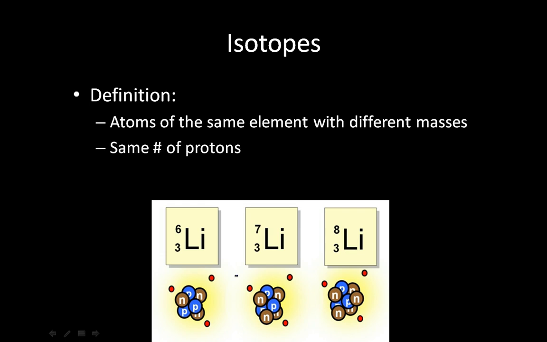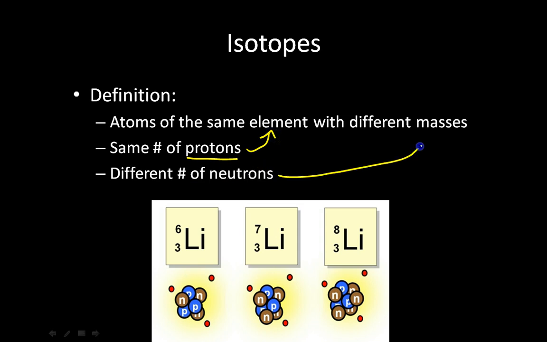And that's caused by having the same number of protons, because remember, protons determine the element, and a different number of neutrons, because neutrons and protons together are the heaviest parts of an atom. Electrons weigh virtually nothing. So having different numbers of neutrons changes their mass, which is going to affect how we detect them and how they act to some extent.